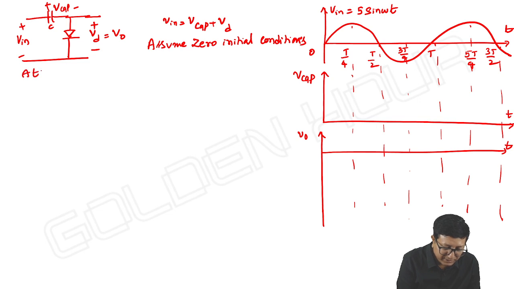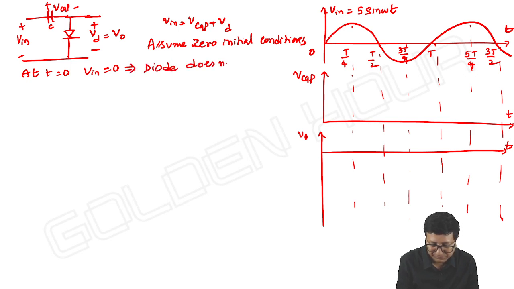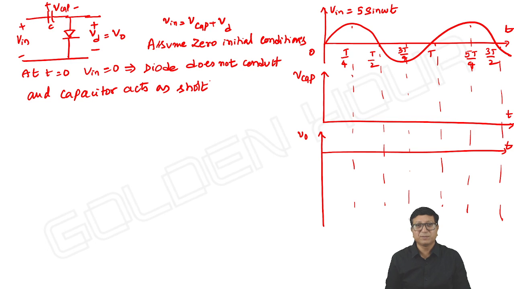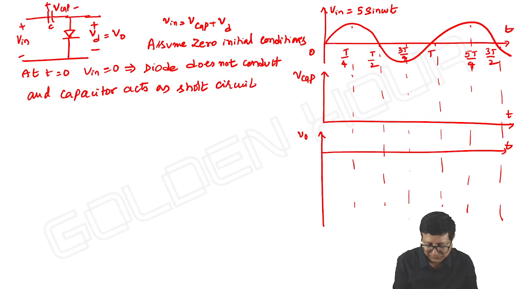So at t is equal to 0, V input is 0. So this implies the diode does not conduct, and the capacitor acts as a short circuit. Voltage across the capacitor is 0, and hence it acts as a short circuit. Okay, keep it aside.